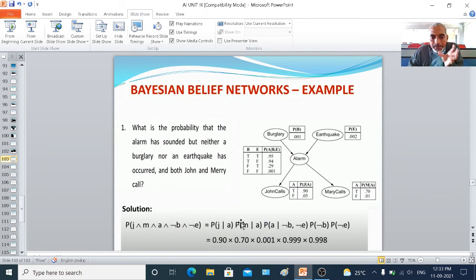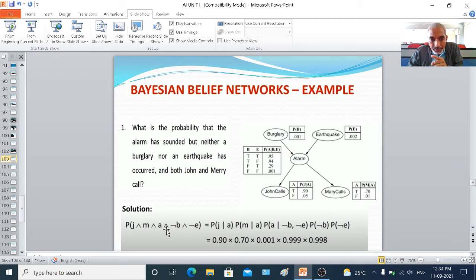Now we are going to apply the joint probabilities. We will take one event at a time. First we will take this event J. When you look at this event J, or John calls, it depends on the alarm. John will make a call only when the alarm rings. So probability of J given that A has occurred, into the next one. The next event is M. Mary is going to make a call only when the alarm occurs. So probability of M given that A has occurred.